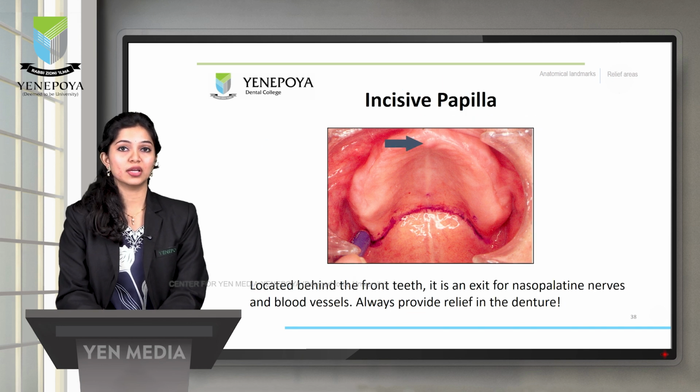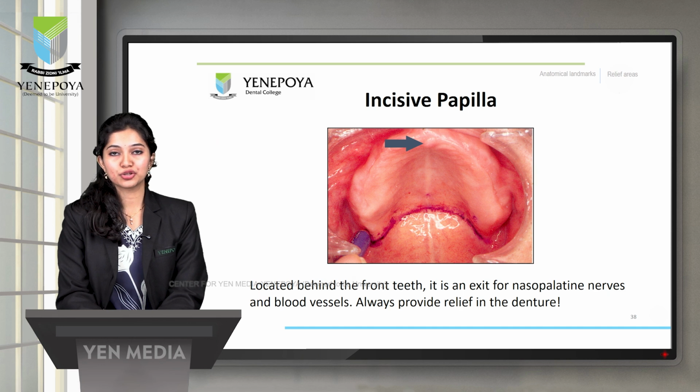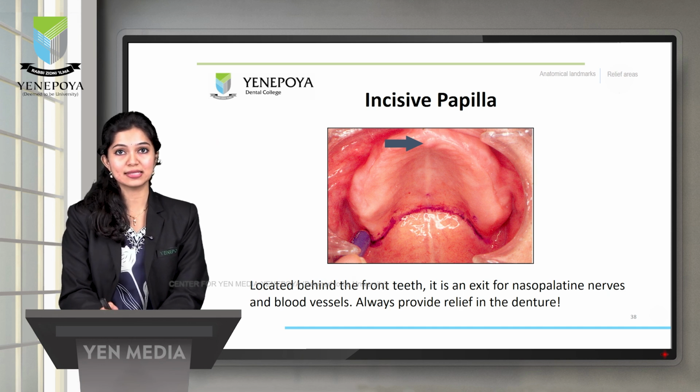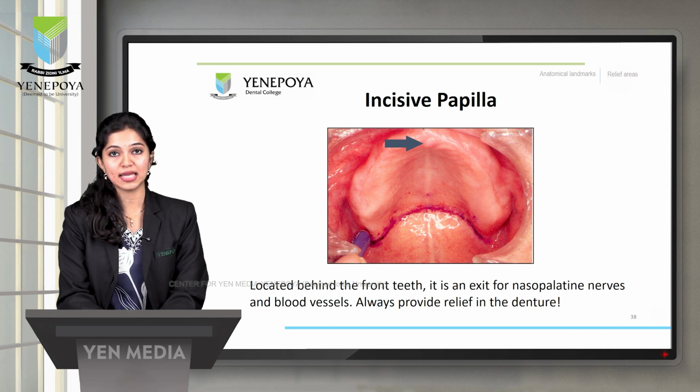Now the first relief area is the incisive papilla. This is a small structure just behind your central incisors. You have two central incisors and there's a midline, right? Just behind that you have the incisive papilla, as you can see in the picture with the arrow mark. It is located behind the maxillary anterior teeth. It is an exit for nasopalatine nerves and blood vessels, and you should always provide relief in the denture. Otherwise it could cause paresthesia because of the nasopalatine nerves and blood vessels.